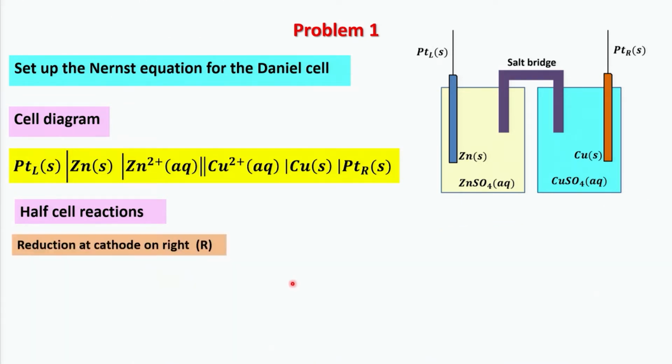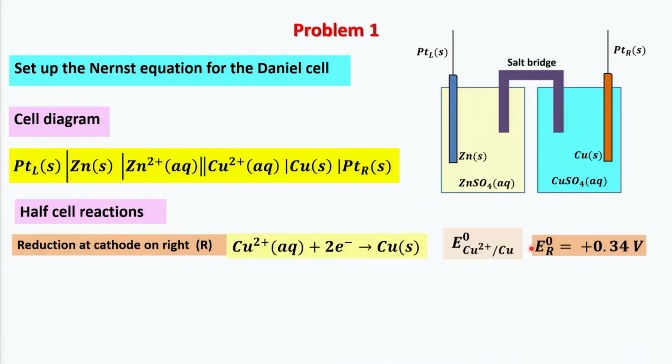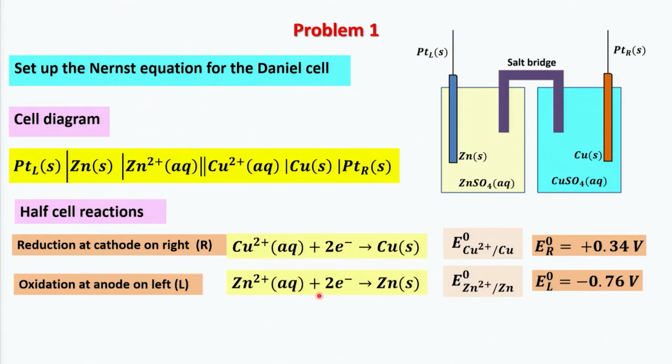So, what I will do is, now I will write down the reduction reaction, and I say that the E naught value on the right is equal to plus 0.34 volt. Now, oxidation on the anode on the left, I will still retain the reduction reaction, as you will see how I am going to handle it in the next step. So, I will still retain the reduction reaction because I am using the standard reduction potential for this pair, that is Zn2 plus Zn solid.